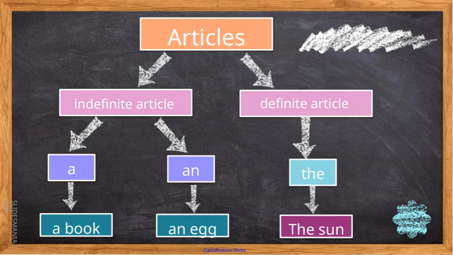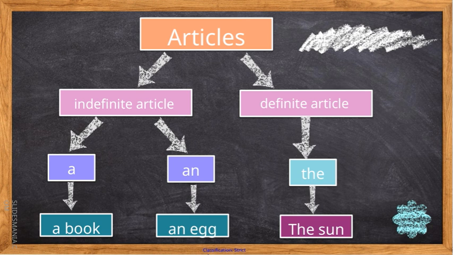Let's take a look at some common words that help us talk about things clearly. First, we have the, which is called a definite article. It's used when we're talking about something specific that both the speaker and listener know about. For example, when I say the sun, I mean a particular sun that everyone knows. Next, we have an and a, which are indefinite articles. These are used when we're talking about something general or not yet identified. For instance, an egg could be any egg, not a specific one. Similarly, a book could be any book, not a particular one.